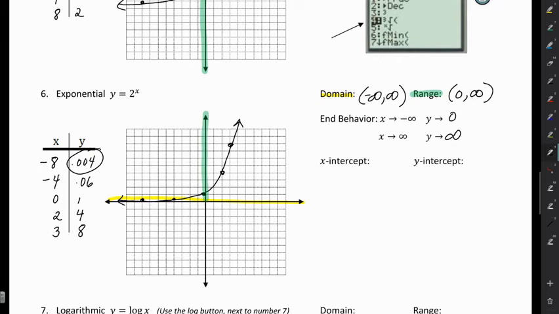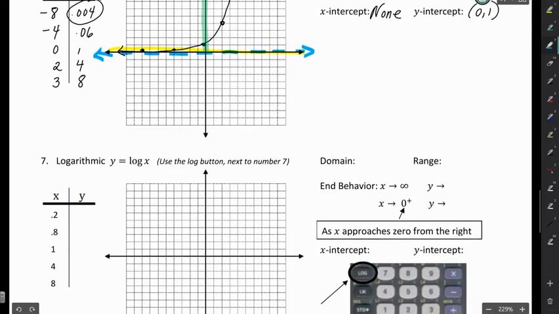All right. Now, there is no x-intercept. We never touch the x-axis, so this is none. And the y-intercept in this case is 0, 1. So this line right here, just a little coming attraction, is what we call an asymptote. And we have an asymptote when we get closer and closer to a number, but we never touch it. We're going to learn more about that in another lesson, but I just want to get your feet wet with that.